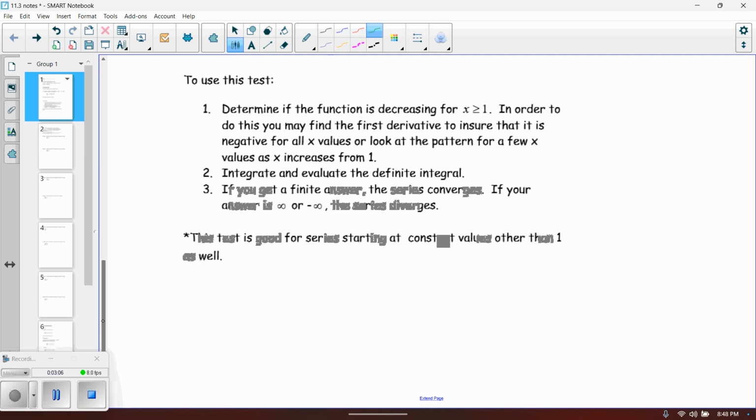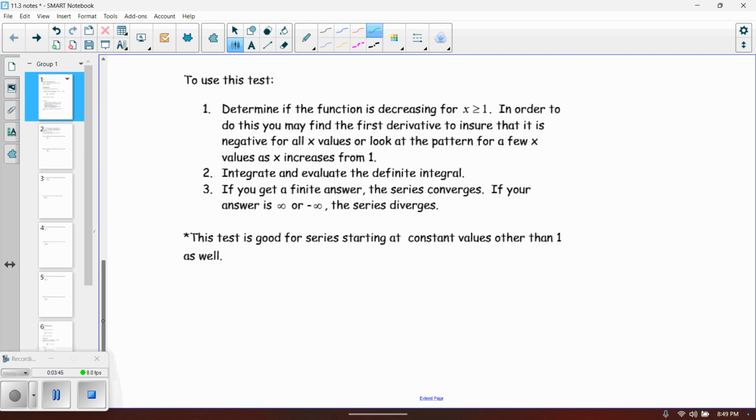All right, so to use this test, first of all, you have to determine if the function is a decreasing function. Most of the time, it's going to be relatively obvious. You could always use a first derivative test to see if that's the case for values greater than 1. We really don't care what happens before that. Then you're going to integrate and evaluate the definite integral. And then if you get an answer, a finite value, the series will converge. If your answer is either infinity or negative infinity or some kind of does not exist other than infinity or negative infinity, then the series will diverge.